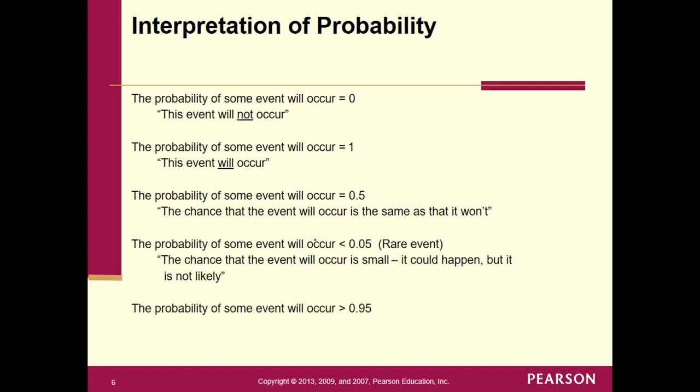About the opposite, and let's throw this in here that it can't go all the way up to 1, so it is less than 1, but greater than 0.95 here. So the probability of some event is greater than 0.95 but less than 1. This is supposed to be the chance that the event will occur is large. It most likely will happen, but it doesn't have to.